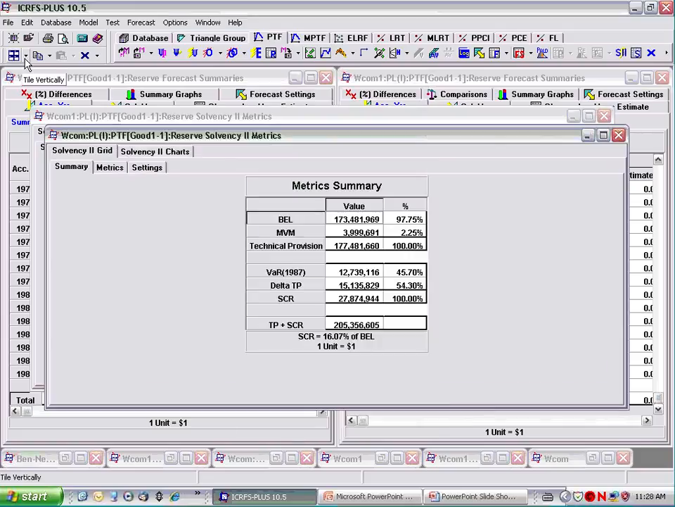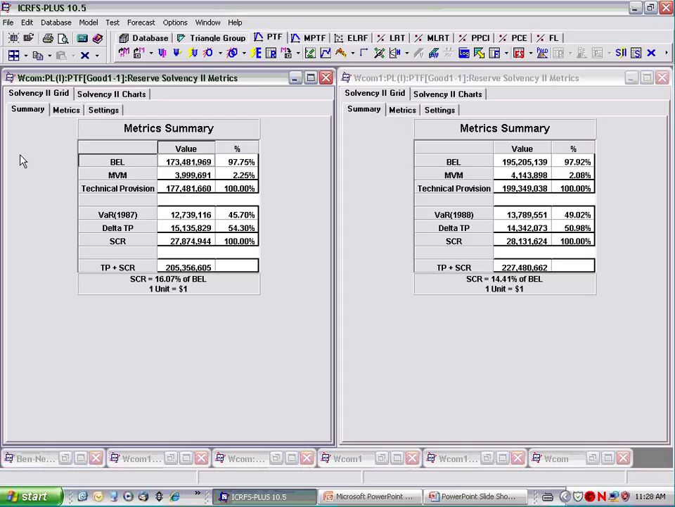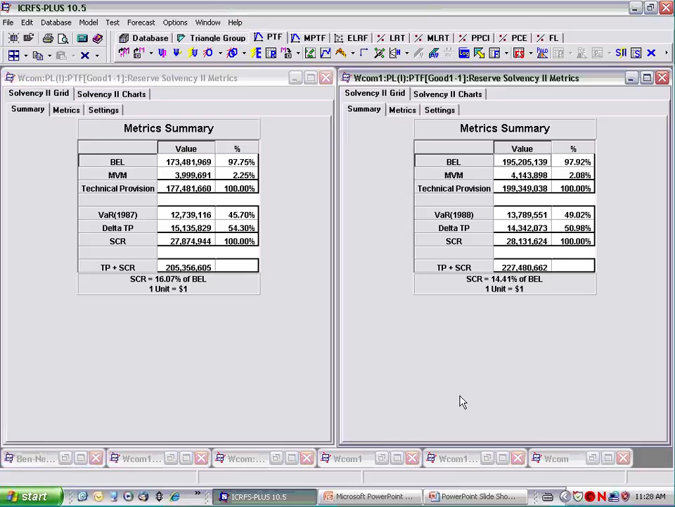So let's compare now, just by the summary statistics, the SCR. Why don't we do this: the 173 BEL compared to 195, is that about an extra 11%? Yeah, it is about an extra 11%. So the BEL, even though we used the discount, what was our settings?